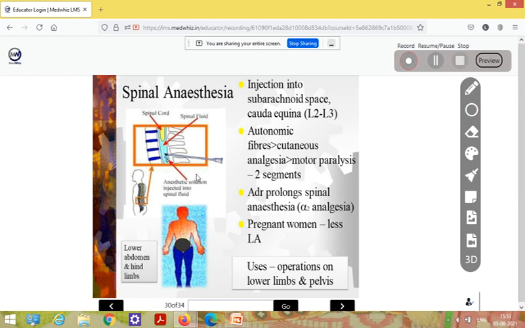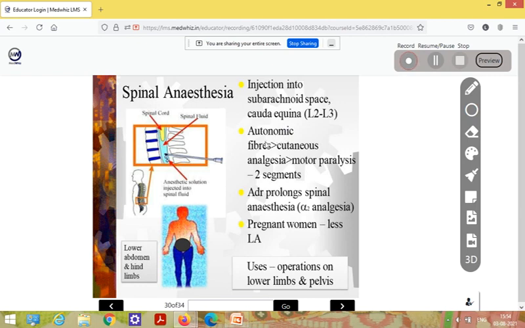Spinal anesthesia. So this comes as a 5-mark question. So what you have to do is, what is spinal anesthesia? It's nothing but injecting the local anesthetic into the subarachnoid space. And where are you going to do that? Within the space L2 and L3, that is the lumbar segments, second and third. So you're going to inject this into the subarachnoid space.